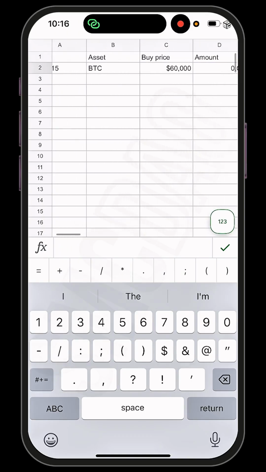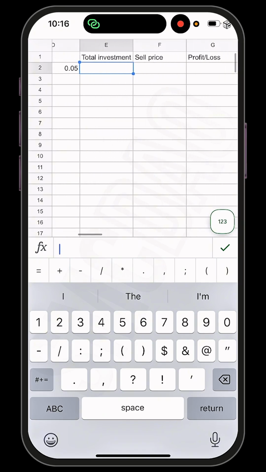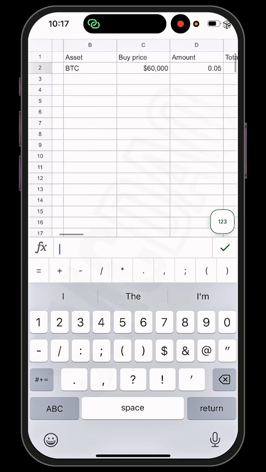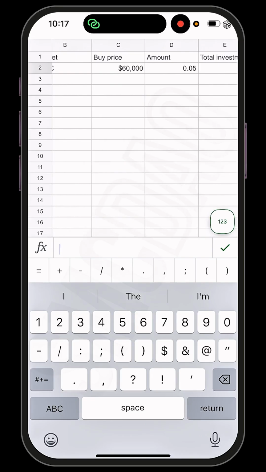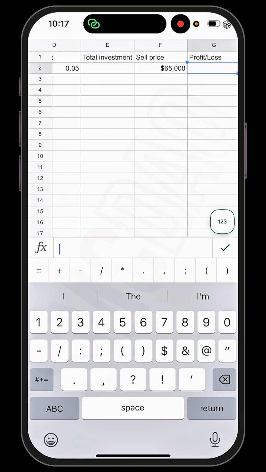Then the total investment. Now your total investment is your buy price times the amount, and you could calculate that manually. But let's get to a sell price. And you sold when BTC was 65 thousand dollars. Now the formula for your profit and loss uses C2 and F2. So the buy price and sell price is what you're going to use.